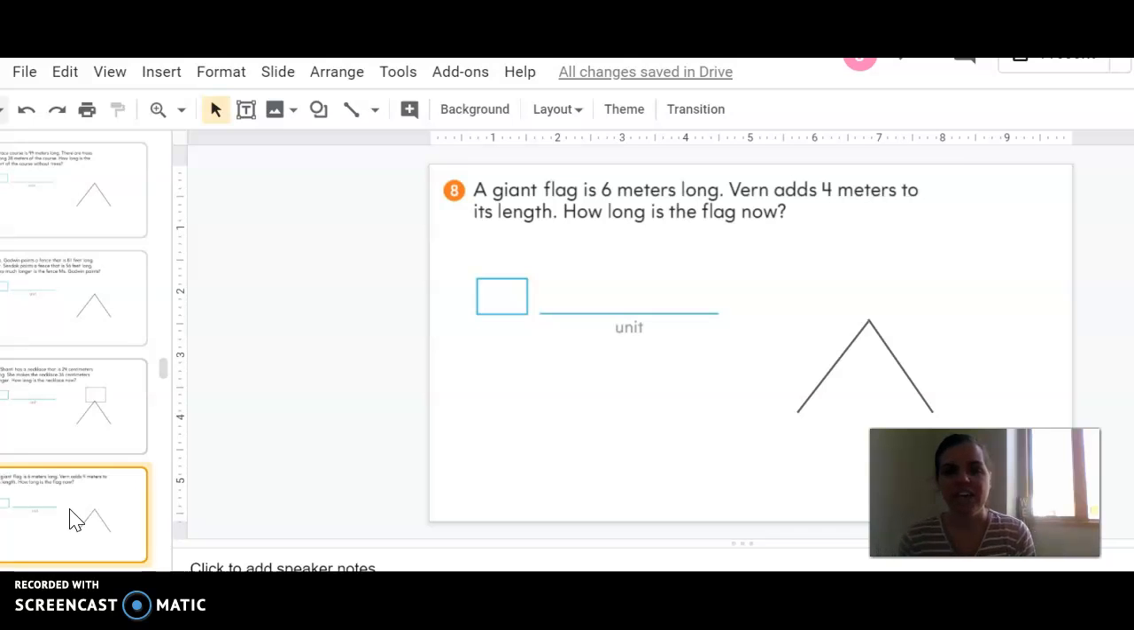A giant flag is 6 meters long. Vern adds 4 meters to its length. How long is the flag now? So it was 6 meters. He adds 4 more. How long is it now? Hit pause till you finish. Hit play when you're ready.